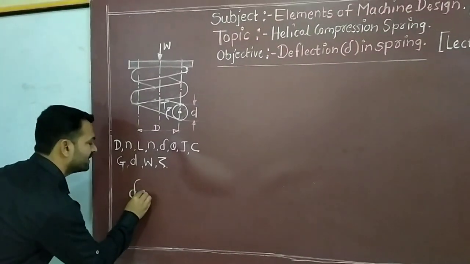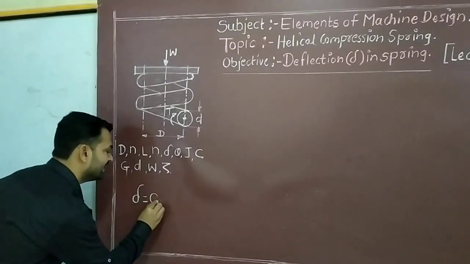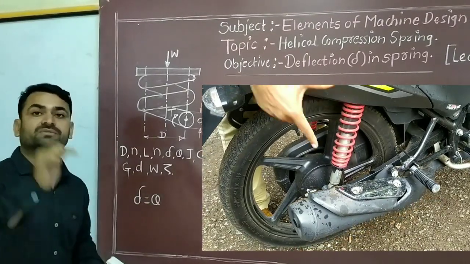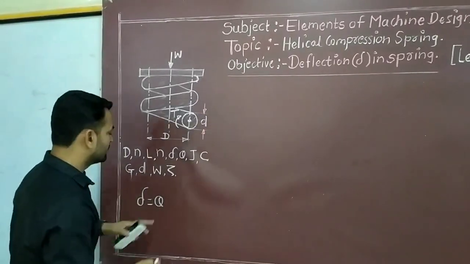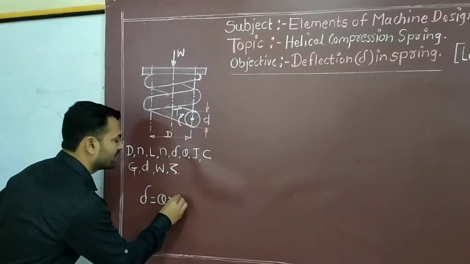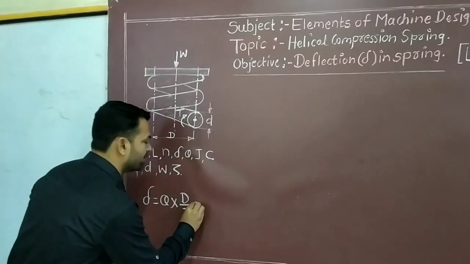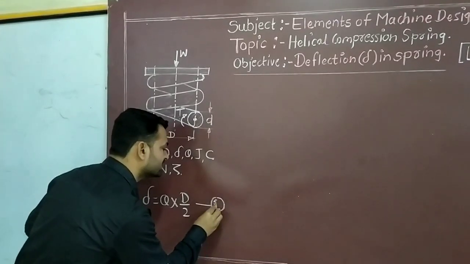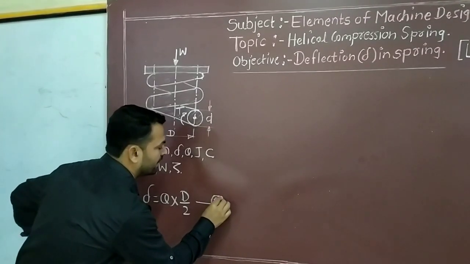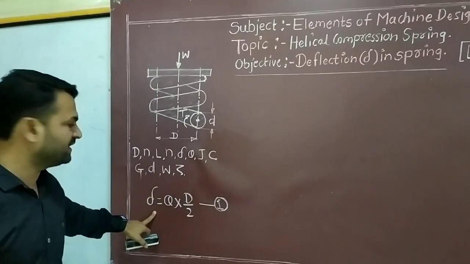So deflection we can find with the help of this equation. Delta will be equal to theta, that is the angle of twist. When the spring is going to deflect, it is going to twist. It's very important. So delta equals theta multiplied by D by 2, where D is the mean coil diameter of the spring. This is the main and important equation of deflection. I have named it equation number 1.